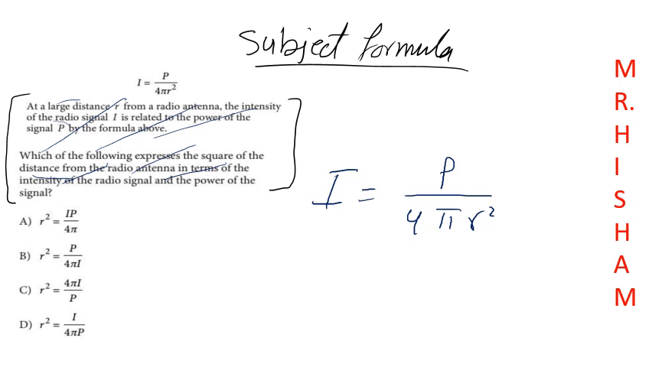So we can notice that he is asking about r squared. Since r squared is in the denominator, all I'm going to do is switch between I and r squared. So r squared is equal to P over 4 pi, and I'm going to write I down. So the answer is B.